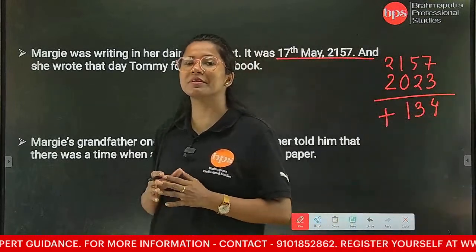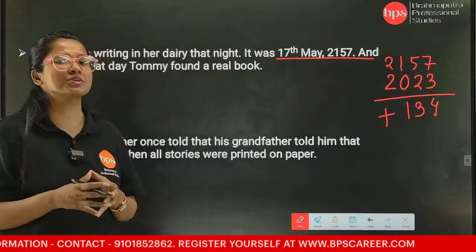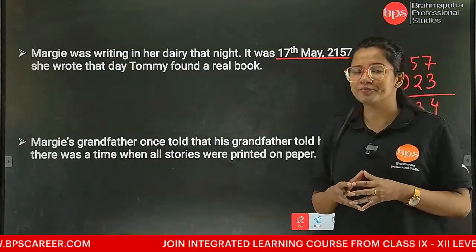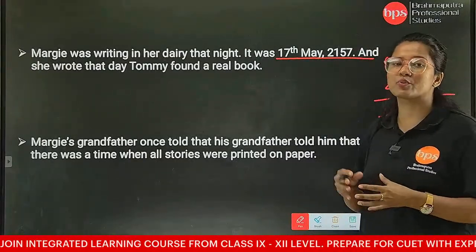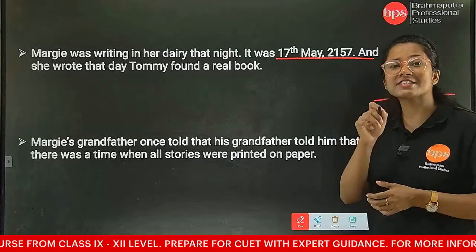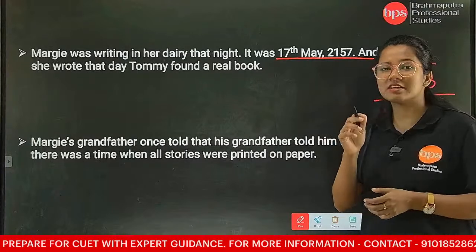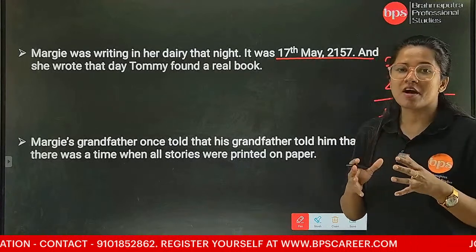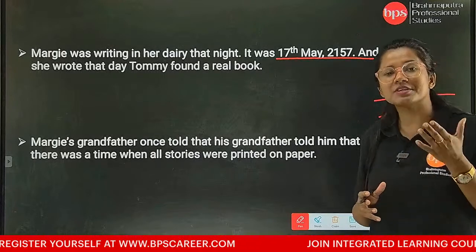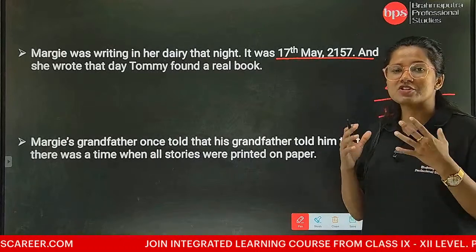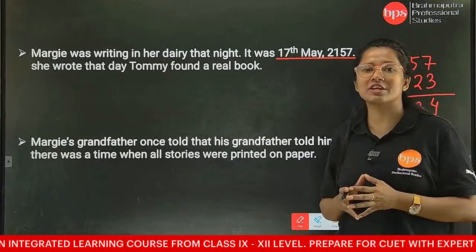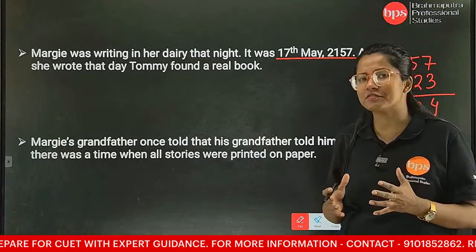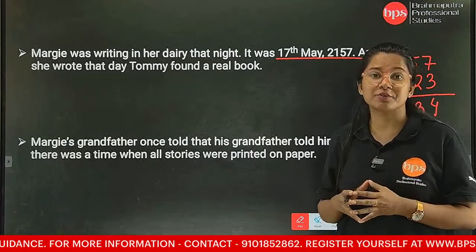What kind of scenario will be there in the educational platform and how students will learn things is totally different. So here Margie, the 11-year-old girl, is telling us what she is writing in her diary, that on 17th May, she and her cousin brother Tommy, who is a 13-year-old boy, found a real book, and the book was 100 years old. That means there is no precise calculation as to which year the book belongs, but looking at the state of the book, one can assume that it is 100 years old.